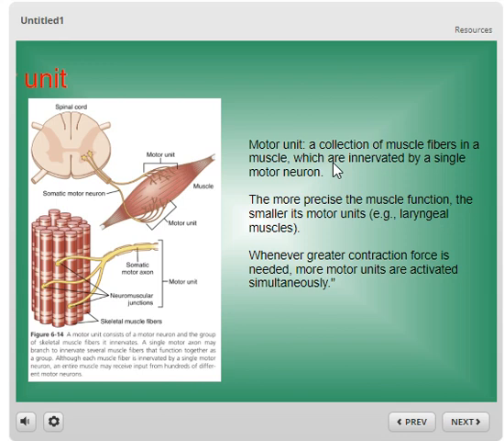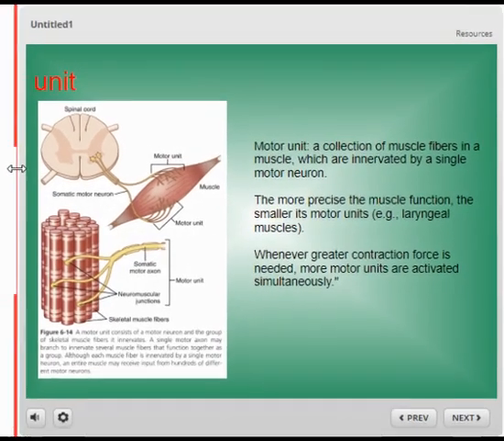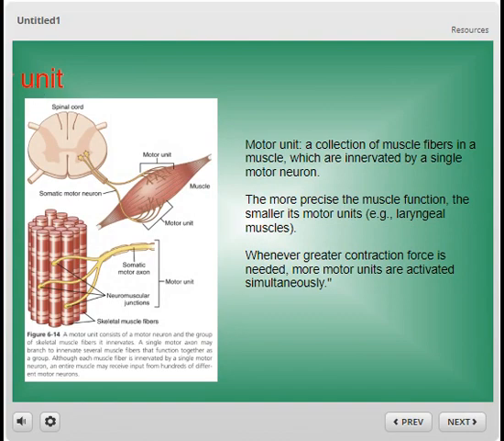We have two types of motor units according to size: a small motor unit and a large motor unit. The small motor units are found in muscles responsible for precise movements, like laryngeal muscles and eye muscles. These units consist of fewer muscle fibers, allowing for fine control. But the large motor units are found in muscles that generate greater force, like the quadriceps muscles. These units consist of many muscle fibers, enabling powerful contractions but less precision.